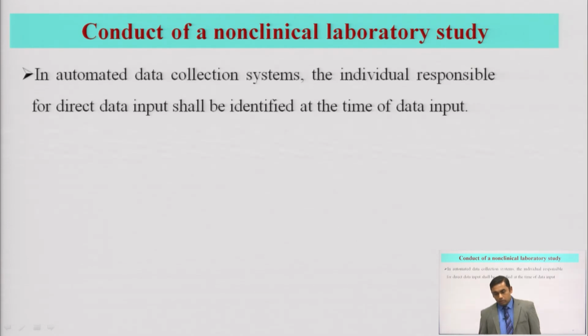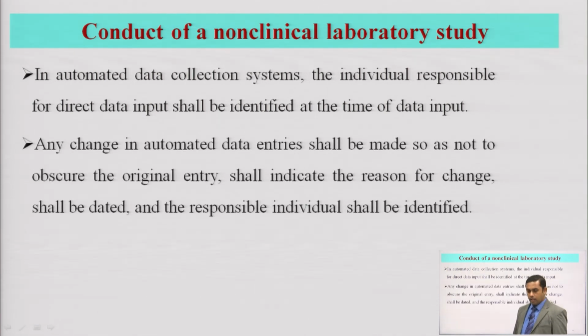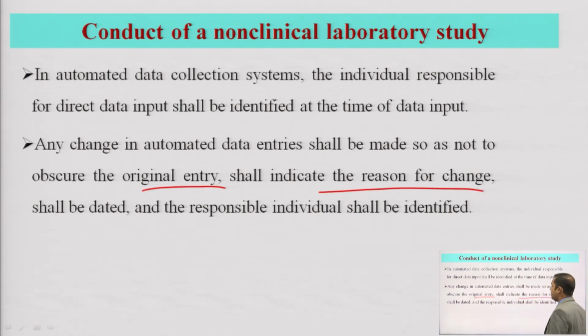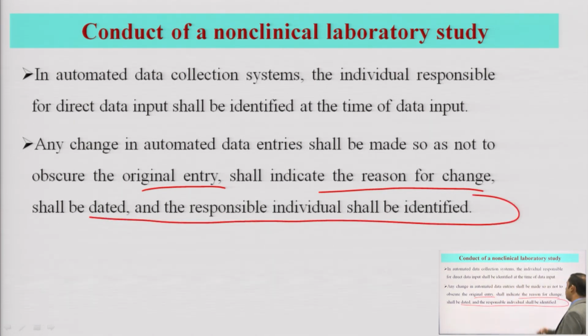Okay. So, that is why in automated data collection, the individual responsible for the direct data input shall be identified at the time of data input, and any change in the automated data entries shall be made so as not to obscure the original entry, and shall indicate the reasons for the change, shall be dated, and the responsible individual shall be identified. If any human error happens, we may counter it by this process.